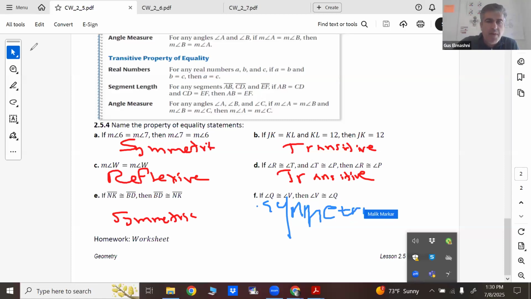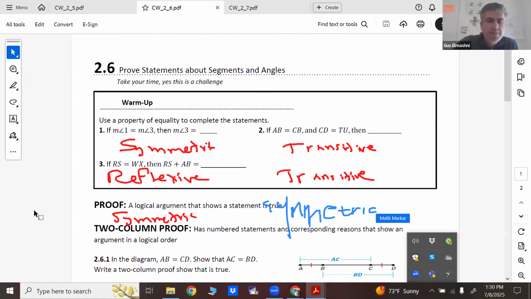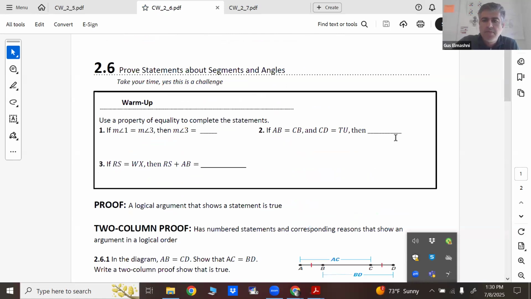Right. Okay, so that covers that one. Let's move on to the next one. So obviously measure of angle 3 equals measure of angle 1. AB equals CB, CD equals TU, so AB equals TU. So if you add AB to both sides, you could add it to the left side, you should add it to the right side.